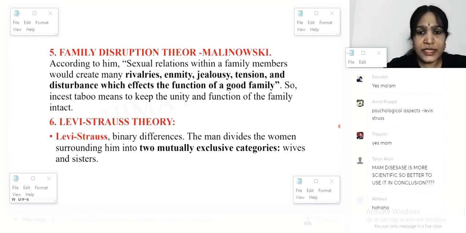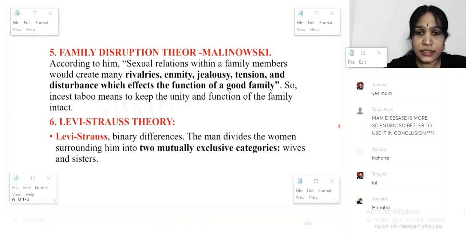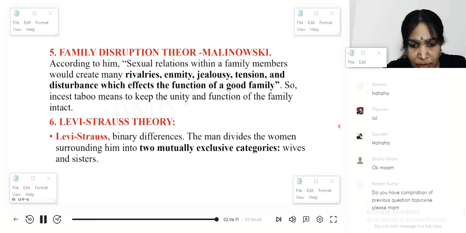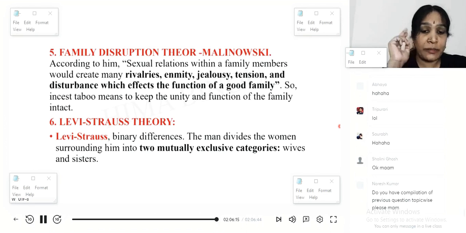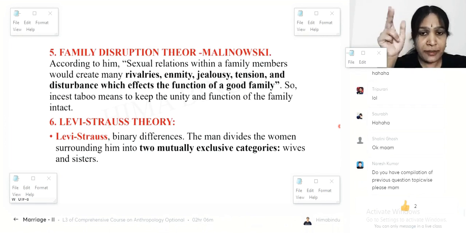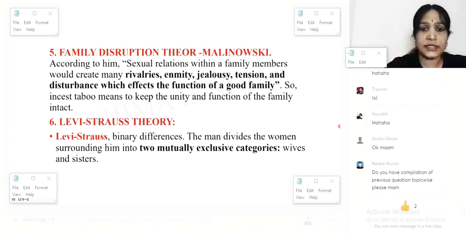Cross cousins: for example, my daughter and my brother's son are cross cousins. Under Levi-Strauss theory, will mother, aunt, and other females be included? Any female that your brain recognizes as unmarriable is covered according to the Levi-Strauss theory.